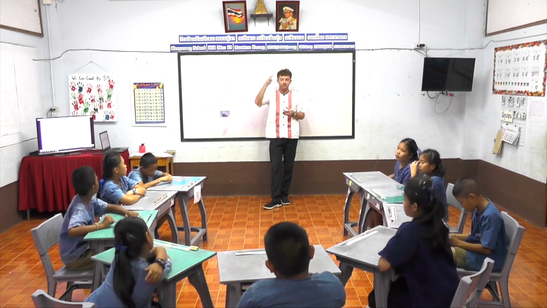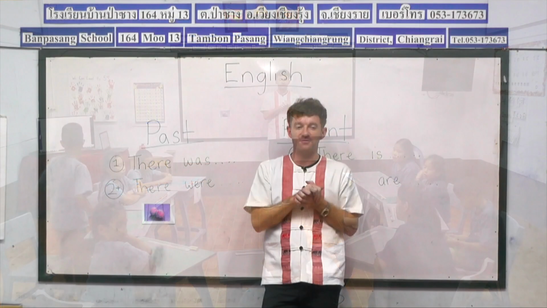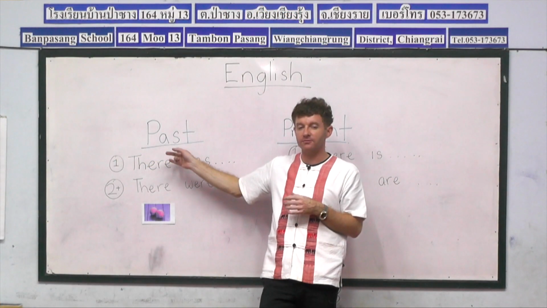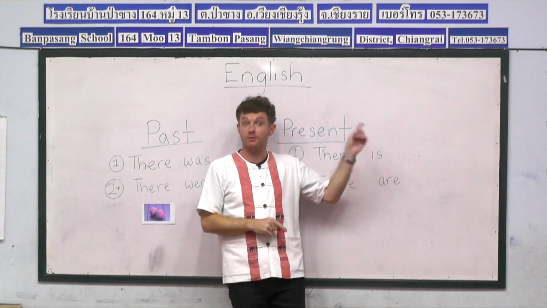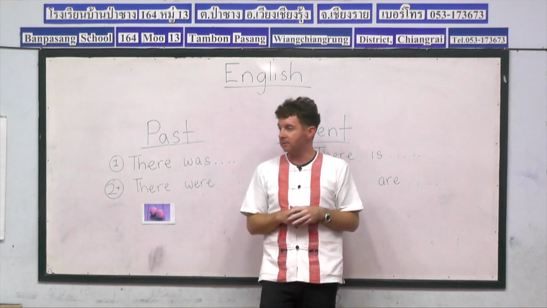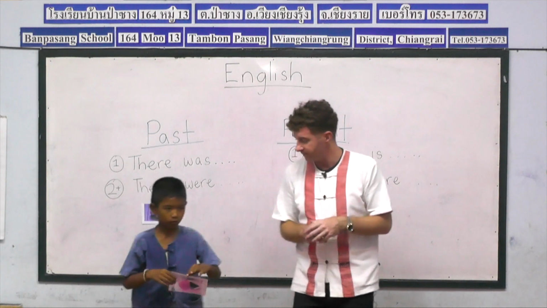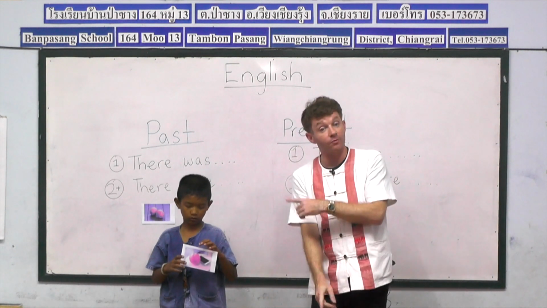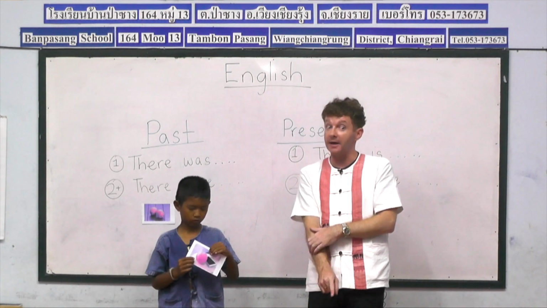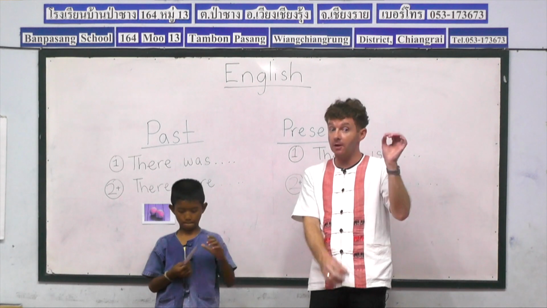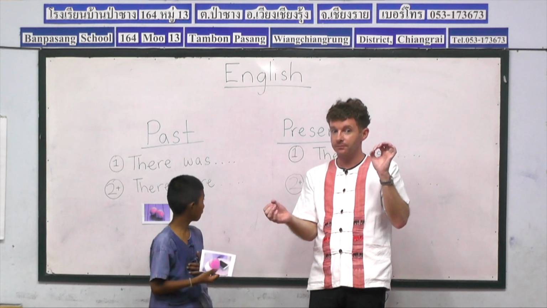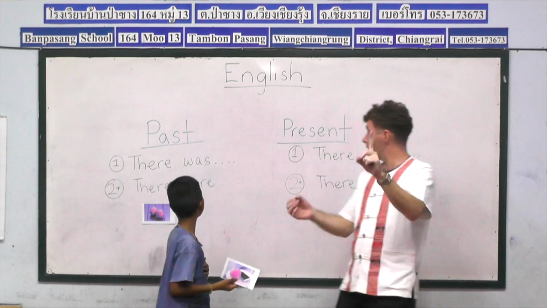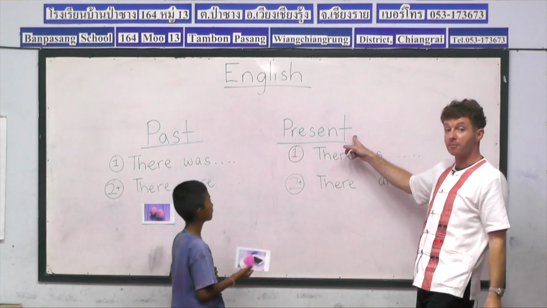Okay, Pat, come and join me. And this time, we won't use the past tense. We're going to use the present tense. Pat, can you show our friends your picture? Okay, so what do we have? Orange. How many? 1. Singular or plural? Singular for 1. And we're going to use it in the present tense.